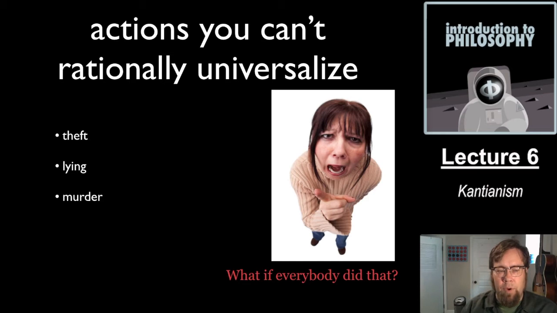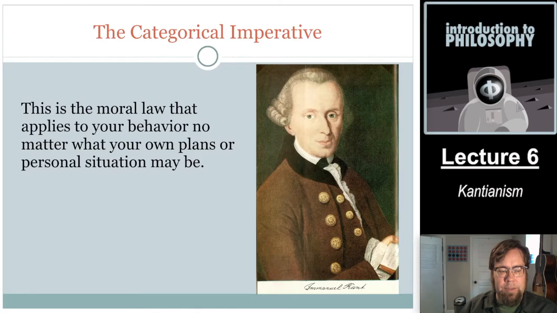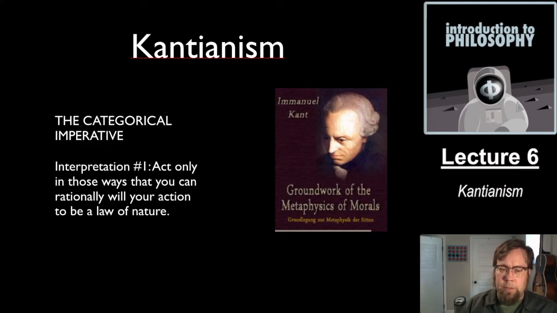So let's go through the categorical imperative explicitly. So here's this statement. Act only in those ways that you can rationally will your action to be a law of nature. Okay, so I'm thinking about stealing something. That's an action I'm contemplating doing. But then I ask Kant, can I perform that action? And Kant tells me, well, you should only perform it if you can rationally will it to be a law of nature. If you can imagine everybody doing it all the time without some kind of contradiction arising.